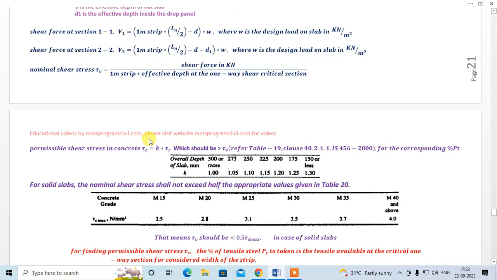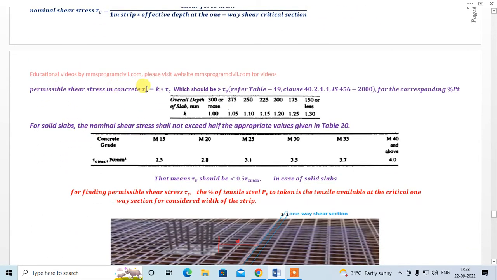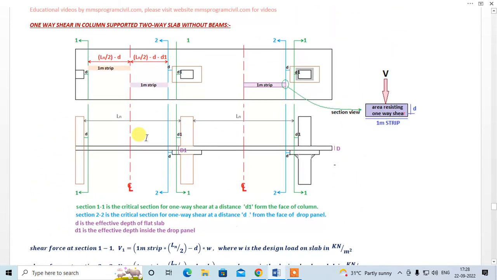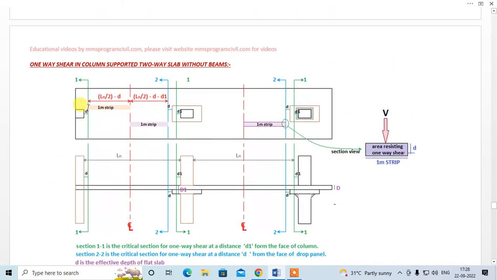And this is the permissible shear stress formula, K into tau c, where tau c can be found from table 19 of IS 456 2000, for the corresponding percentage of steel, right? So if you are taking into account 1 meter strip, then whatever the percentage of tensile steel you have at this section has to be taken into account, right? Fine.